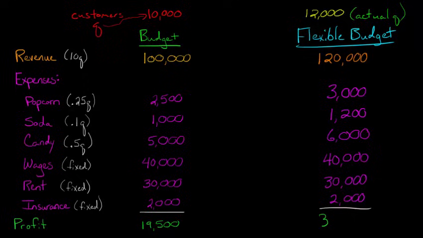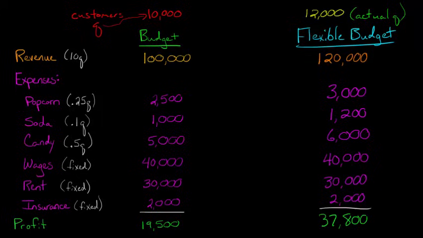So we have 37,800. Now this is just saying we've adjusted the budget. The flexible budget is still a budget. These are not actual numbers. The only thing that's actual here is the 12,000 customers that came in. And so we're adjusting our budget.